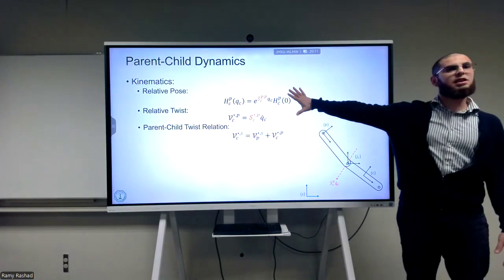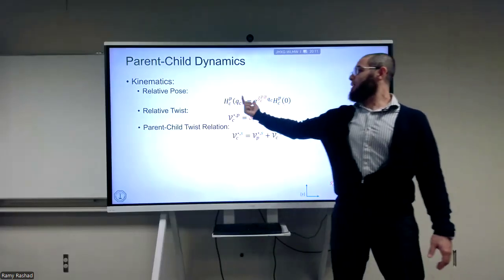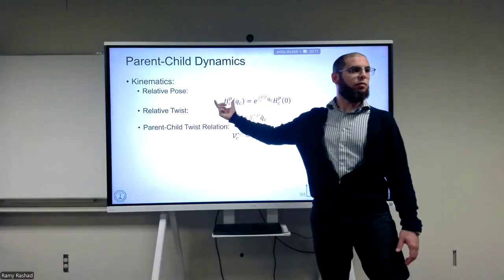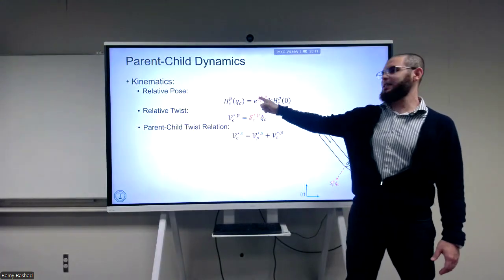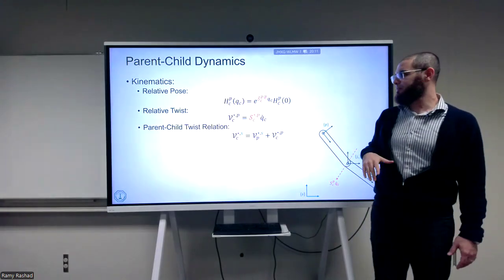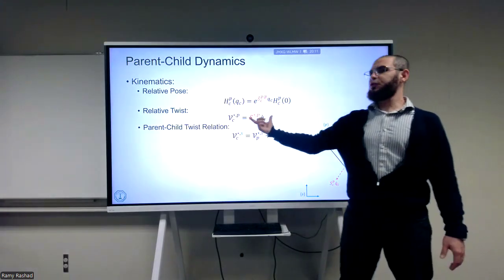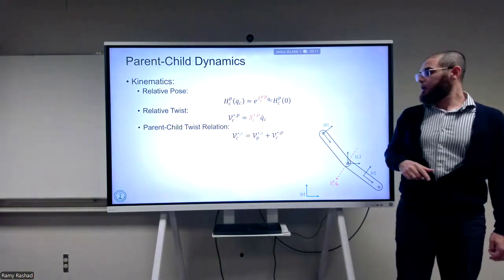This is a summary of the kinematics we discussed so far. We said that the relative pose between the two bodies is given by the exponential map. Okay? And here we represent it in the parent frame. You can also do it in the child frame, but you just do it in the parent. And the relative twist is simply given by the S multiplied by the Q dot.